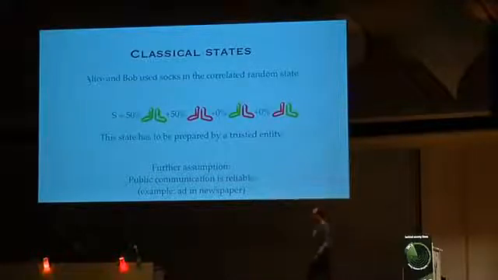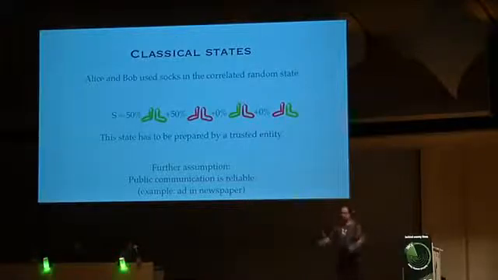And the important thing here is also that this state has to be, I'm using highbrow language for a trivial thing, this state has to be prepared by a trusted entity. So either they do it themselves or they have to do the sock distribution, like sending it by mail. They have to trust the mail system, right? If Eve is the mailman and looks into the envelope, sees the color of the sock, then they're lost, right?